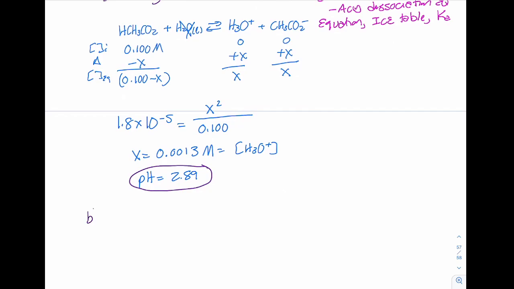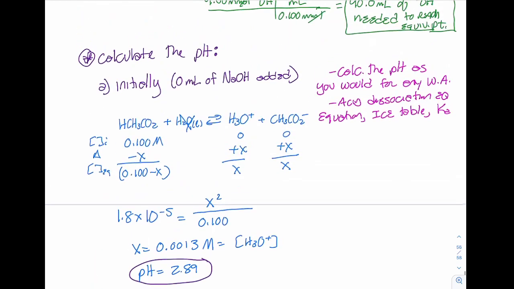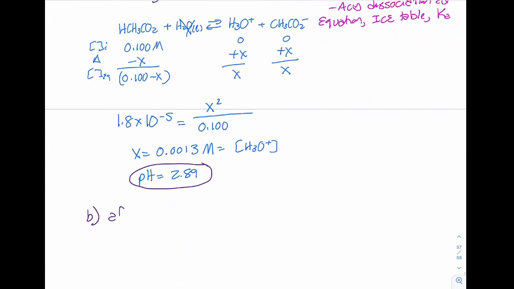Part B, we're going to now start adding base to it. So I'm going to have added, so how do we have it? We're to calculate the pH after 10 milliliters of our 0.100 molar sodium hydroxide solution has been added.